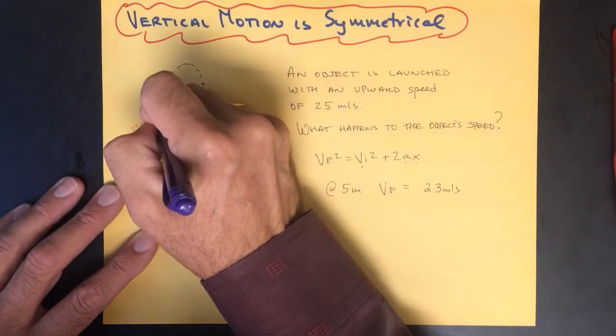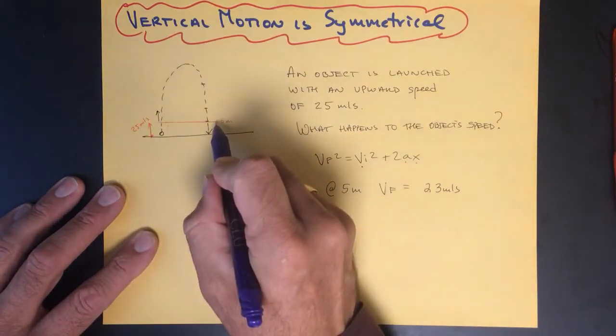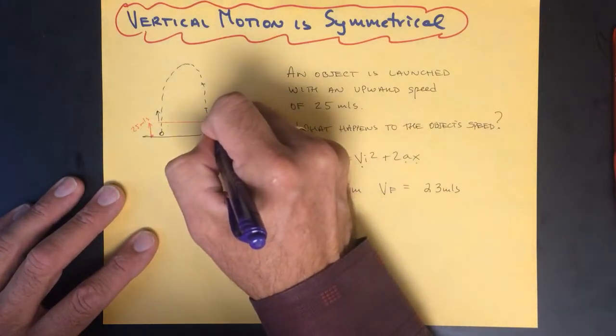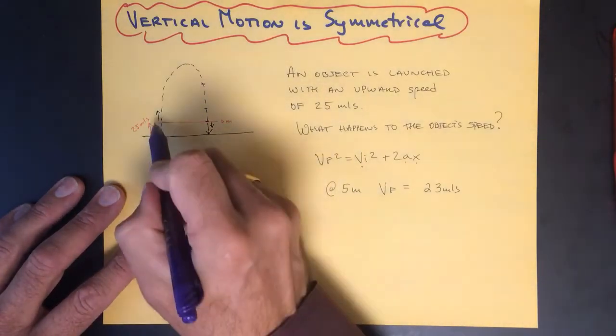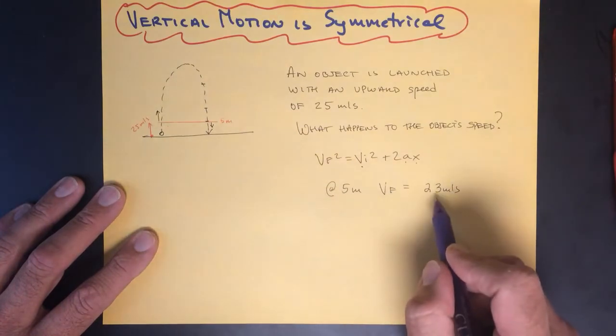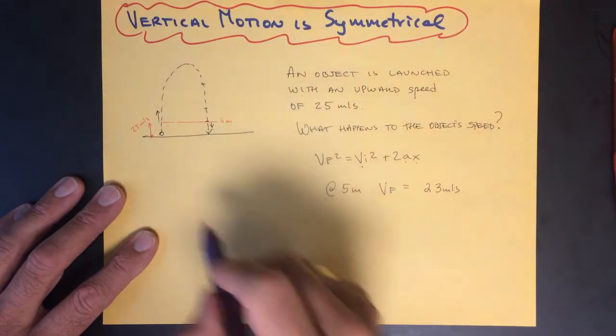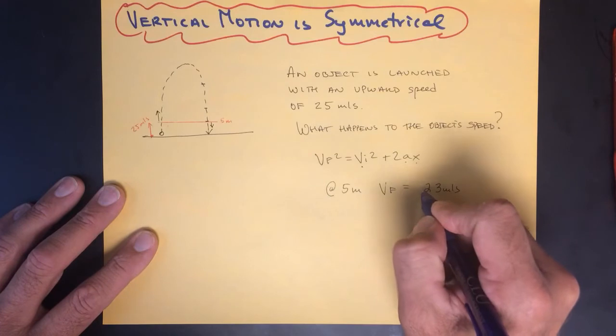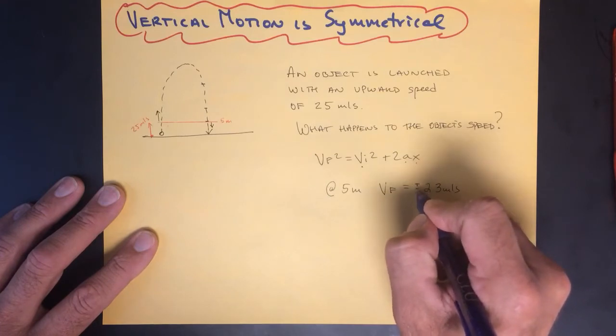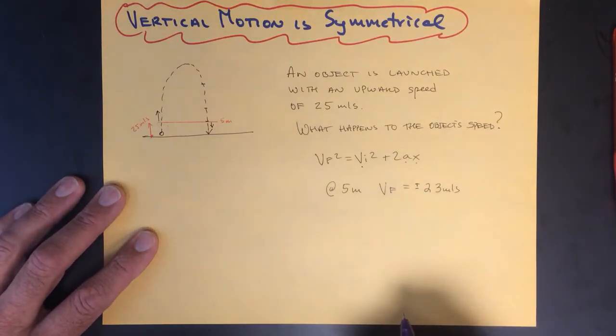Okay, so right here. But if you notice that at 5 meters, the object also comes back down to the 5 meter mark in this particular direction. So on the upward swing, we're at 23 meters per second. On the downward swing, we are at negative 23 meters per second. So it's plus or minus 23 meters per second.